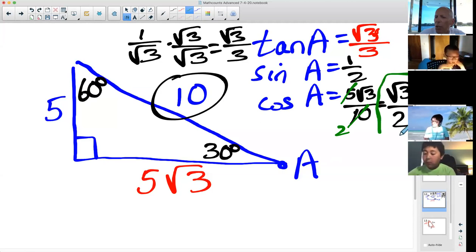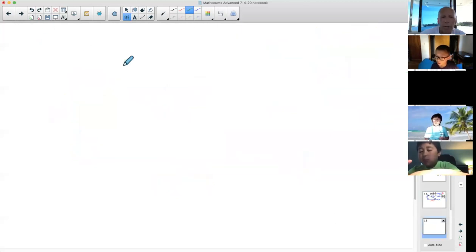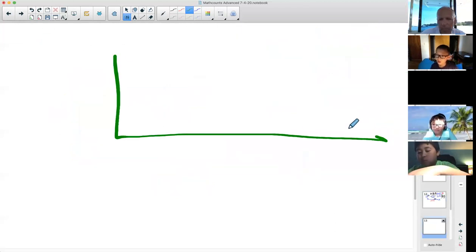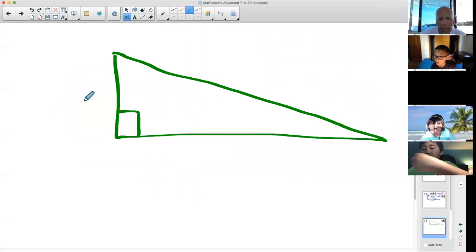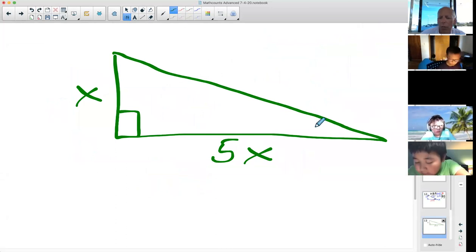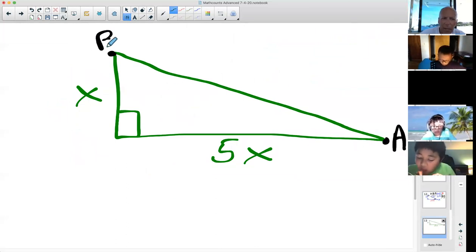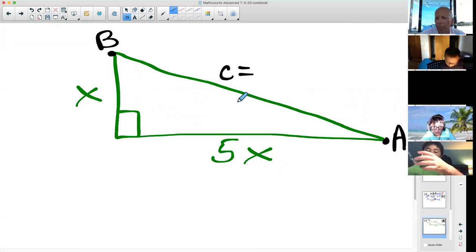Okay, so everyone, you should have gotten root 3 over 3 for the tan of A, 1/2 for the sine of A, and the cosine of A, root 3 over 2. Now, pick up your calculators. You ready? X and 5x. I want you to give me angle A, angle B, and I want you to give me side C. Okay, everybody do that and chat me the answer, please.